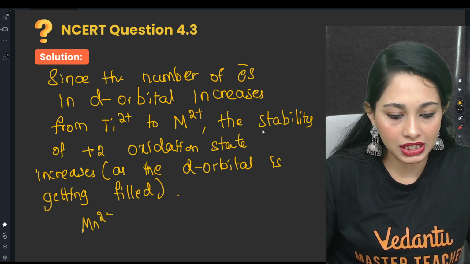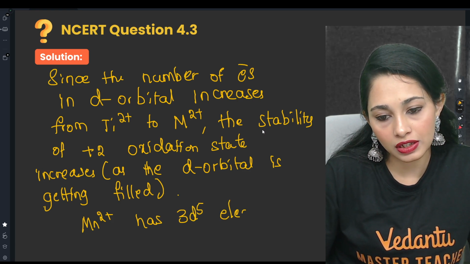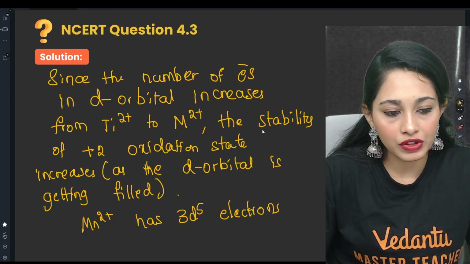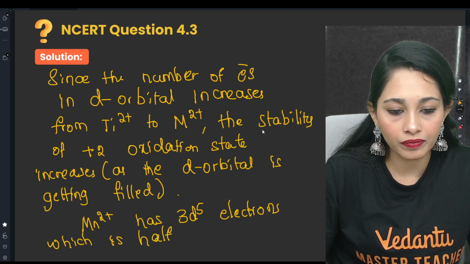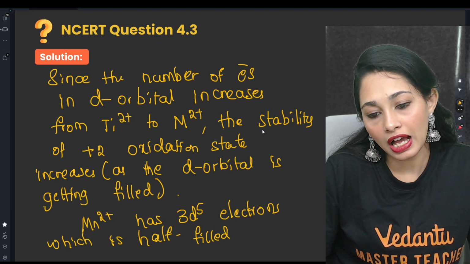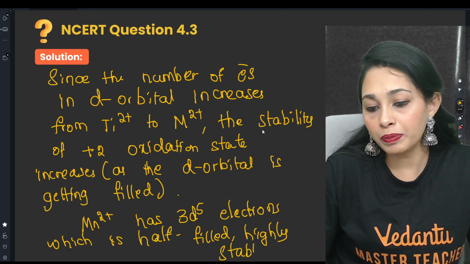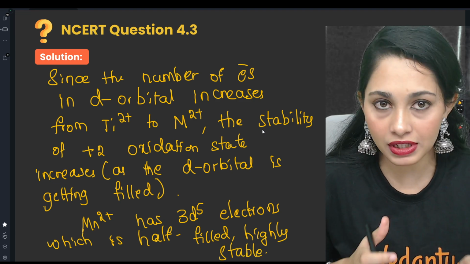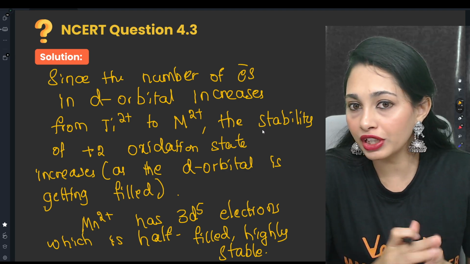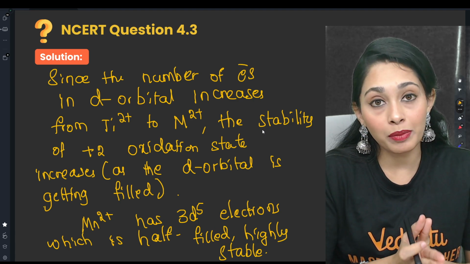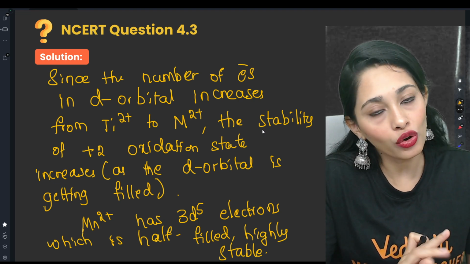Manganese 2 plus has 3d5 electrons, which is half filled. Hence it is highly stable. So as the plus 2 oxidation state happens in case of these metals, they are reaching the half filled electronic configuration. That's the reason the stability increases from scandium to manganese in their plus 2 oxidation state.